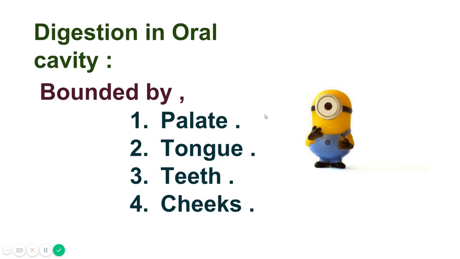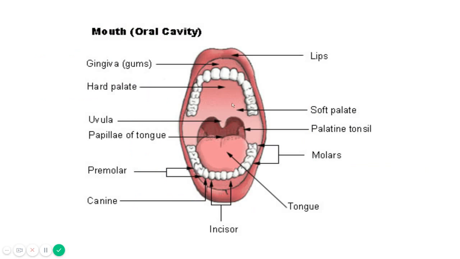It is bounded by palate, tongue, teeth, and cheeks. Diagrammatically, the roof of the mouth is the palate. Right behind the teeth is the hard palate, and behind the hard palate is the soft palate. At the back of your throat, there is a fleshy piece of tissue known as the uvula. It helps in pushing the food into the esophagus.